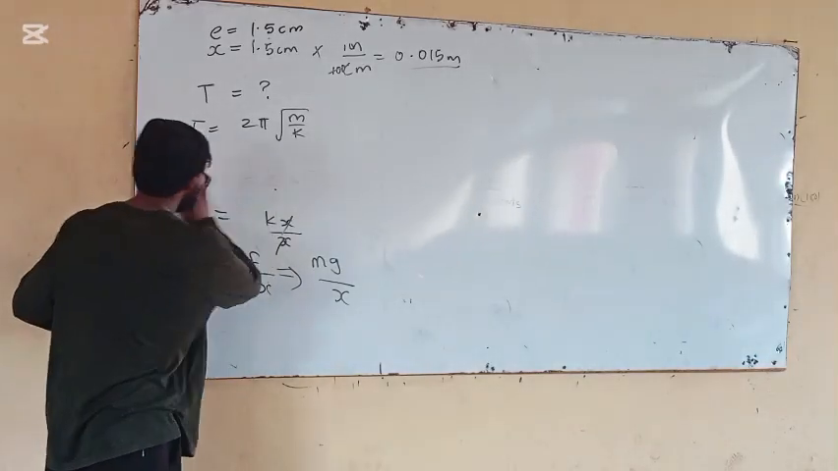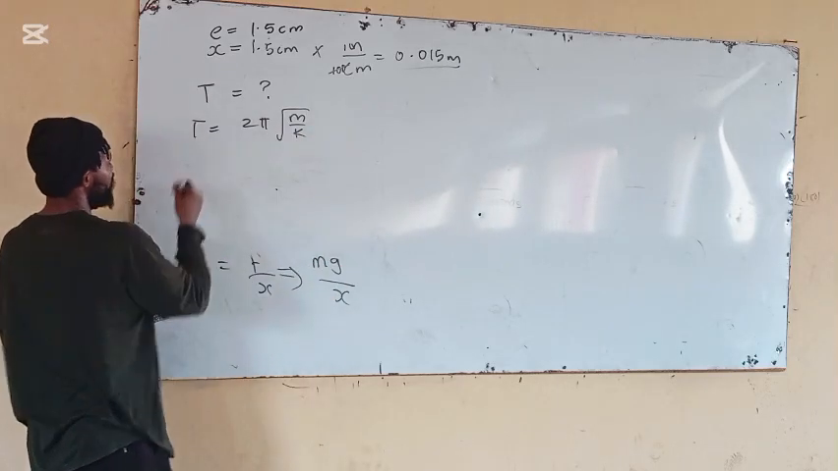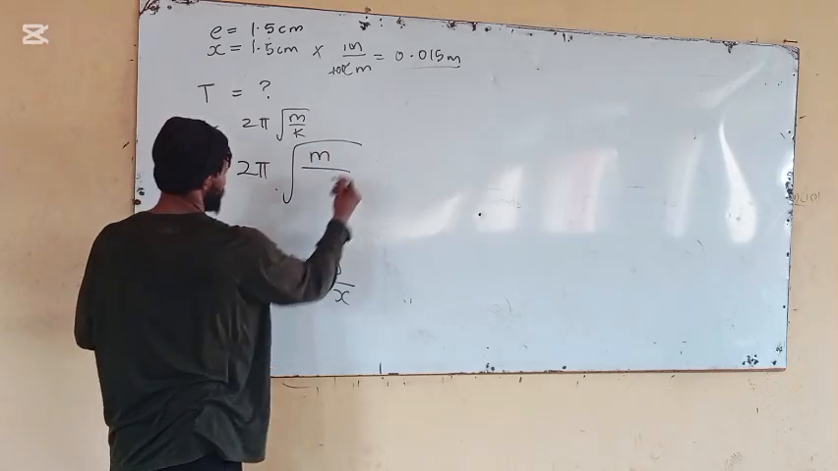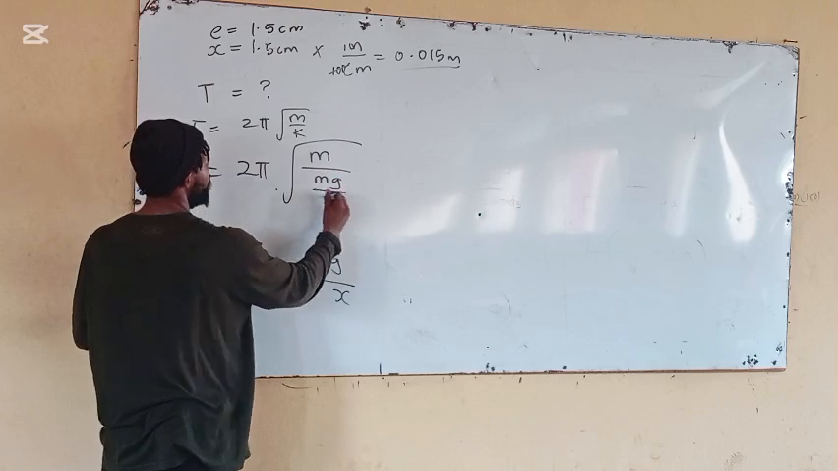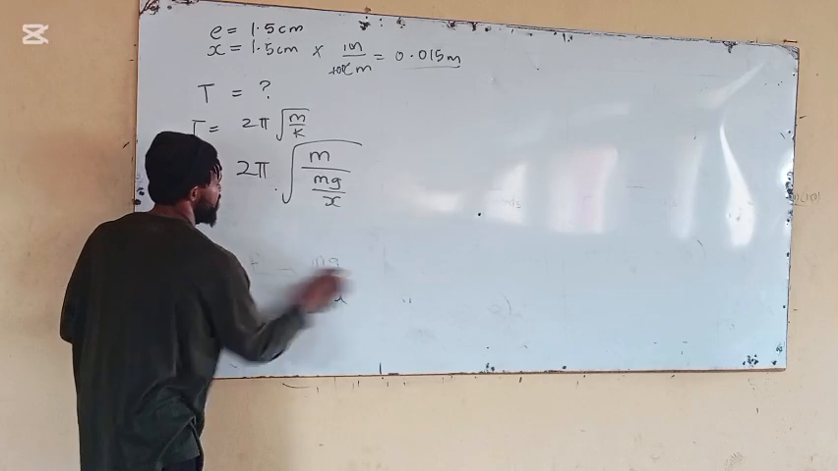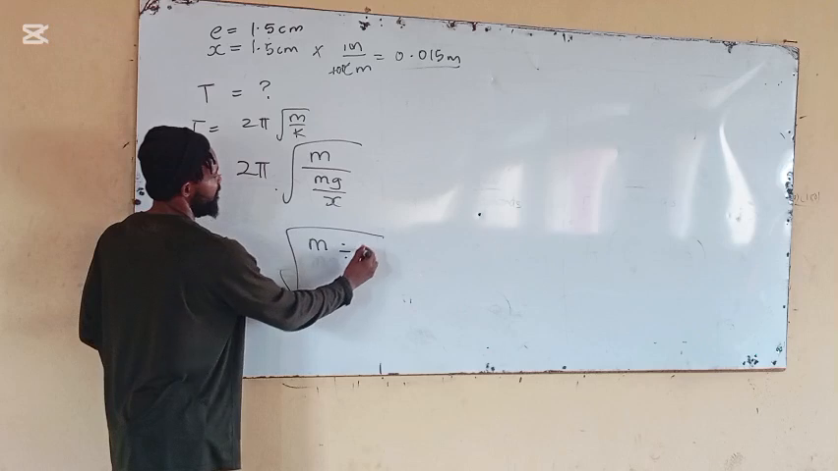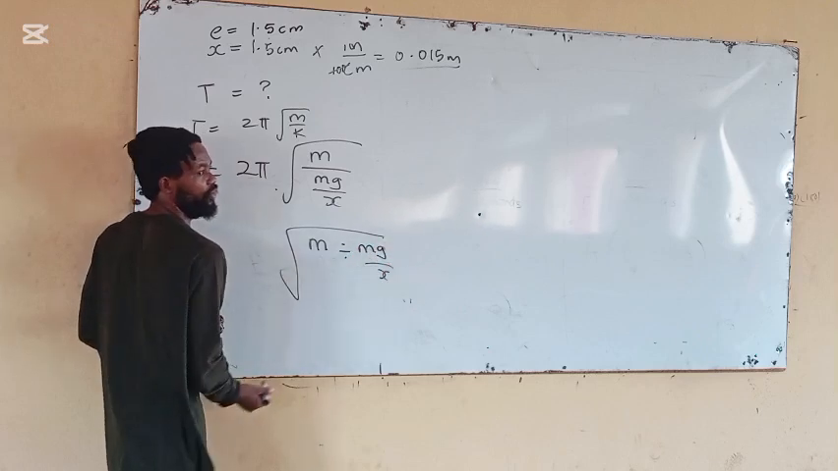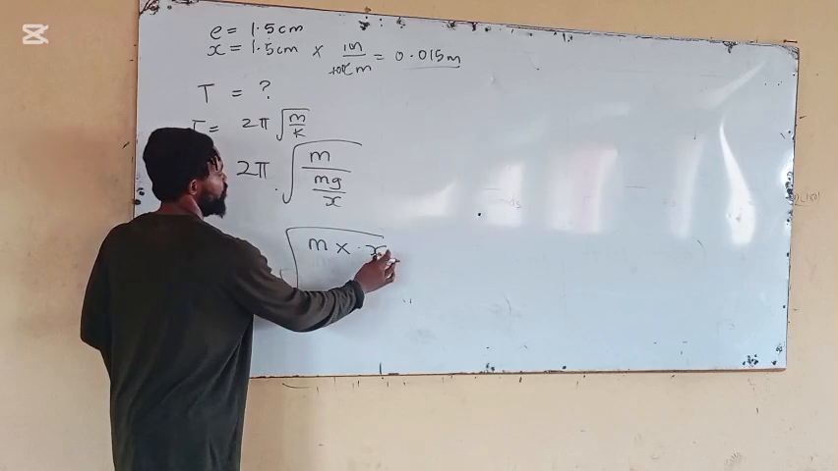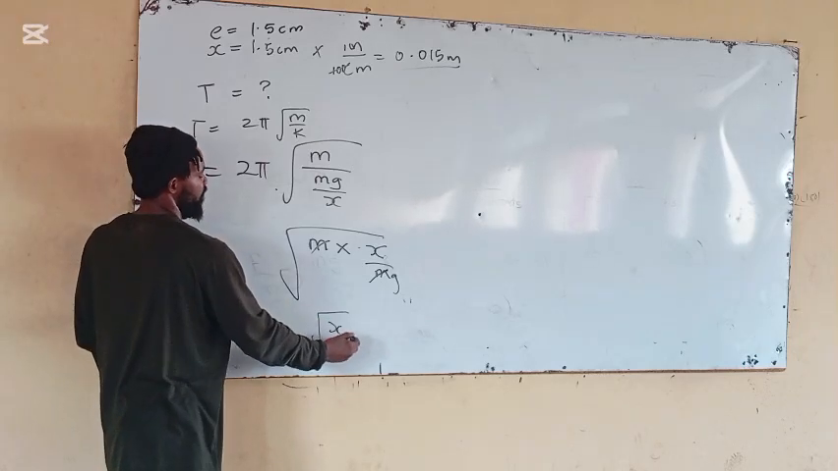It's alright. So let me carry mg over x and substitute for k, so that I now have T equals 2 pi root m over mg over x. Inside here, we can now do the mathematics: this is the same as root m divided by mg over x. Is it not true? Yes. Mathematically, if we put multiplication here, this will reverse. So that means this m can cancel this m, and we now have root x over g.